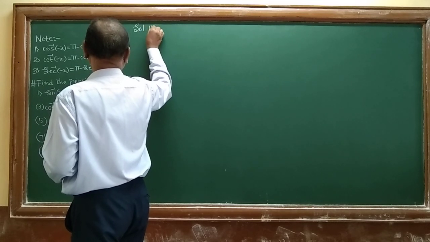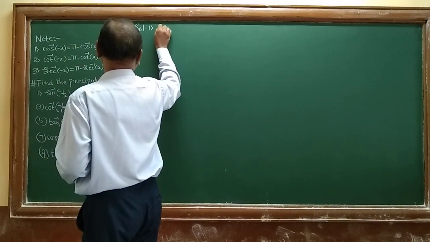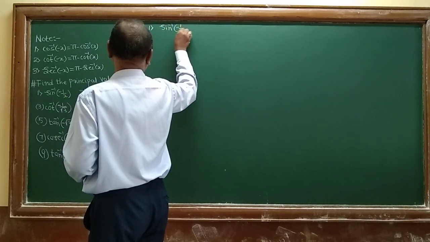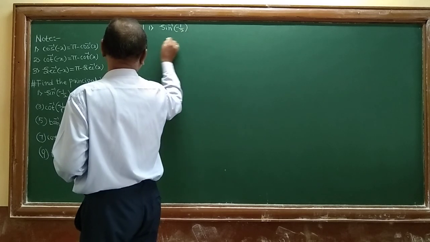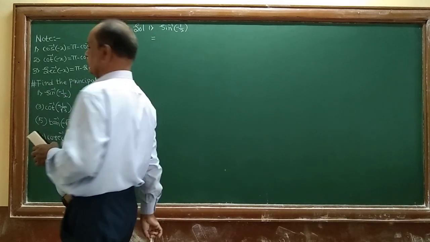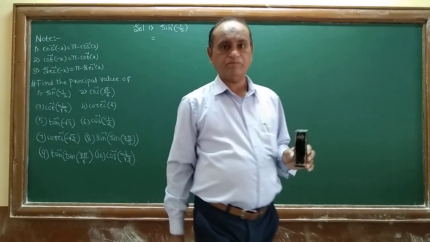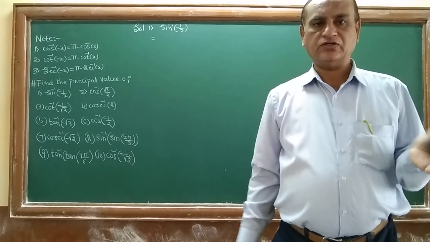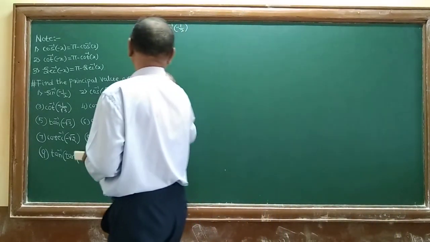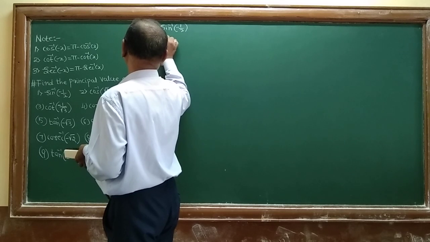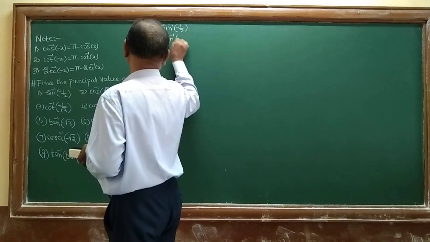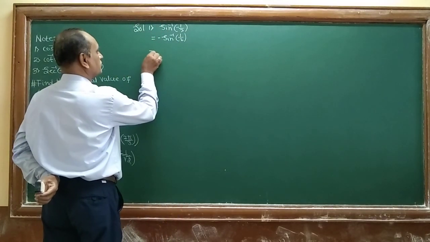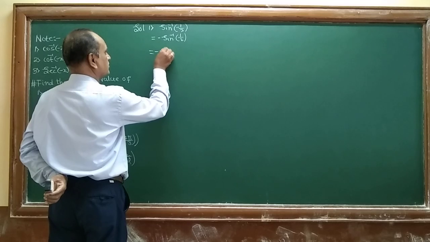Solution for the first one: sine inverse of minus 1/2 is given. So this is equal to sine inverse of -x. In note number 1, second point, sine inverse of -x is equal to minus sin inverse x. So it is minus sin inverse of 1 divided by 2.